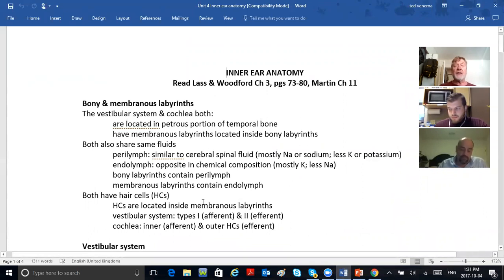We said last week that the balance system and the cochlea share the same fluids. They're labyrinths. They share the same fluids. And we said they both have hair cells. And we said they both have a bony labyrinth and a membranous labyrinth. So all that's what's written right here in this top paragraph.